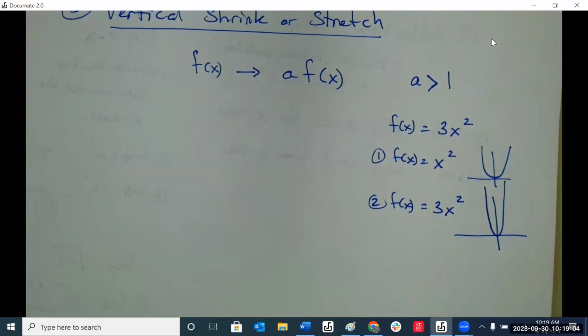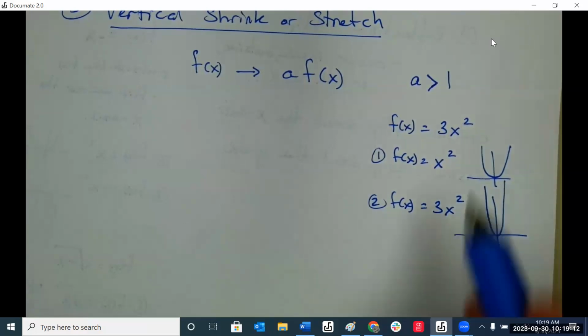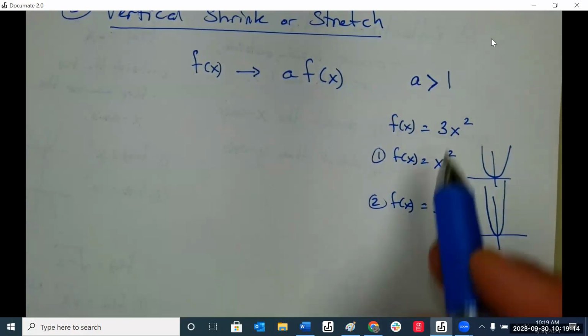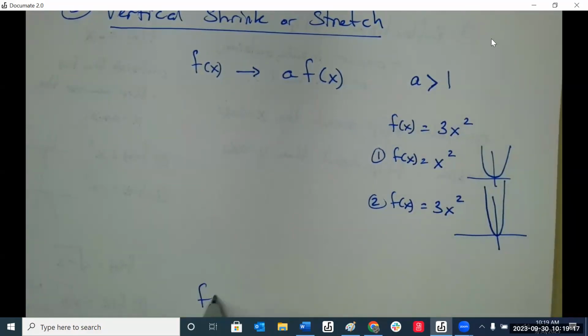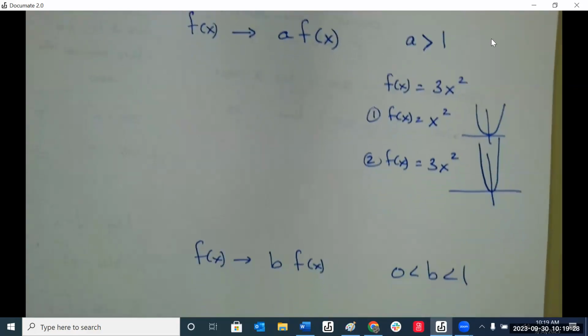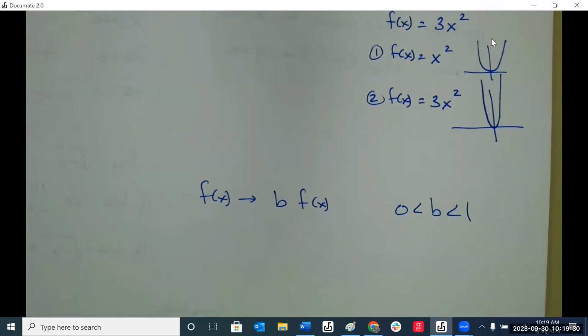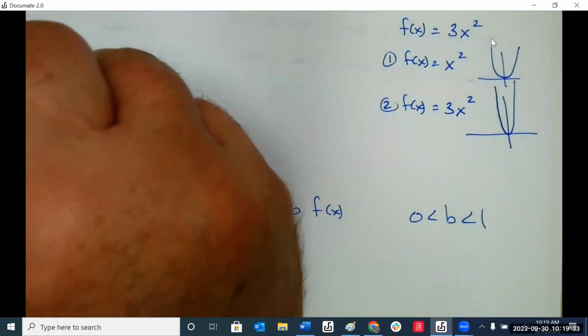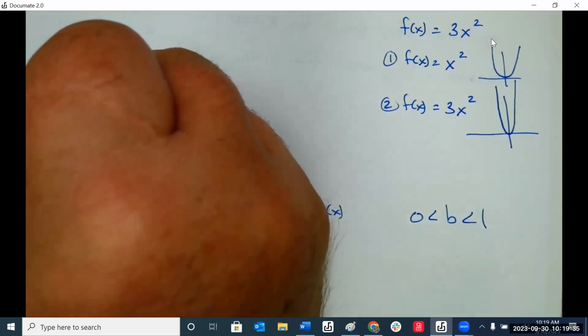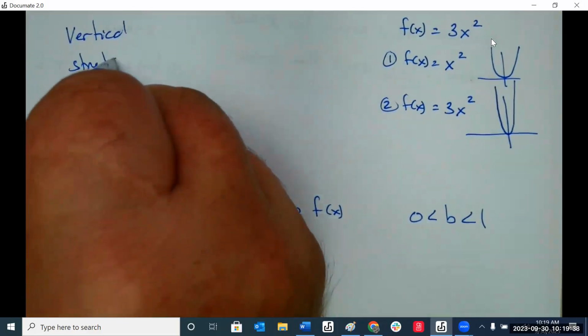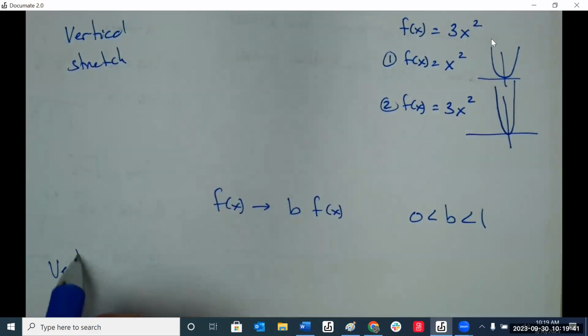This is the same as a horizontal shrink. But we're pulling the numbers out even further. That's if it's an integer. If the coefficient is a fraction, this is a vertical stretch. This is a vertical shrink.